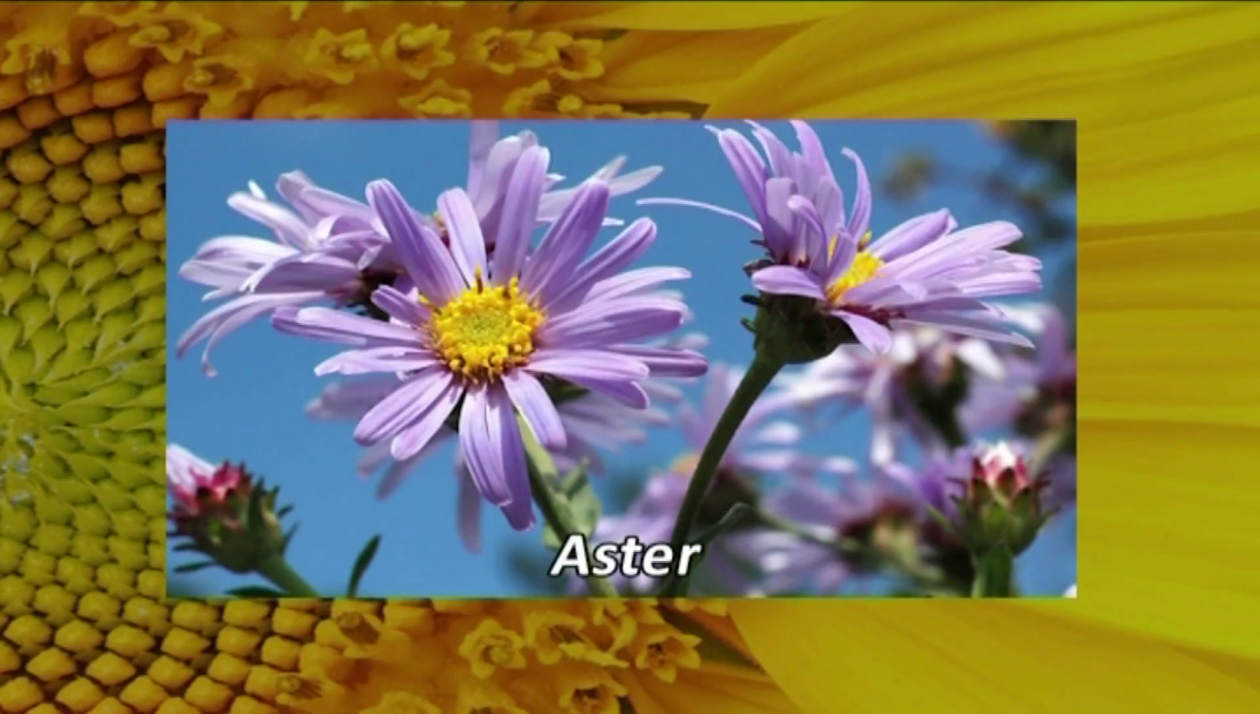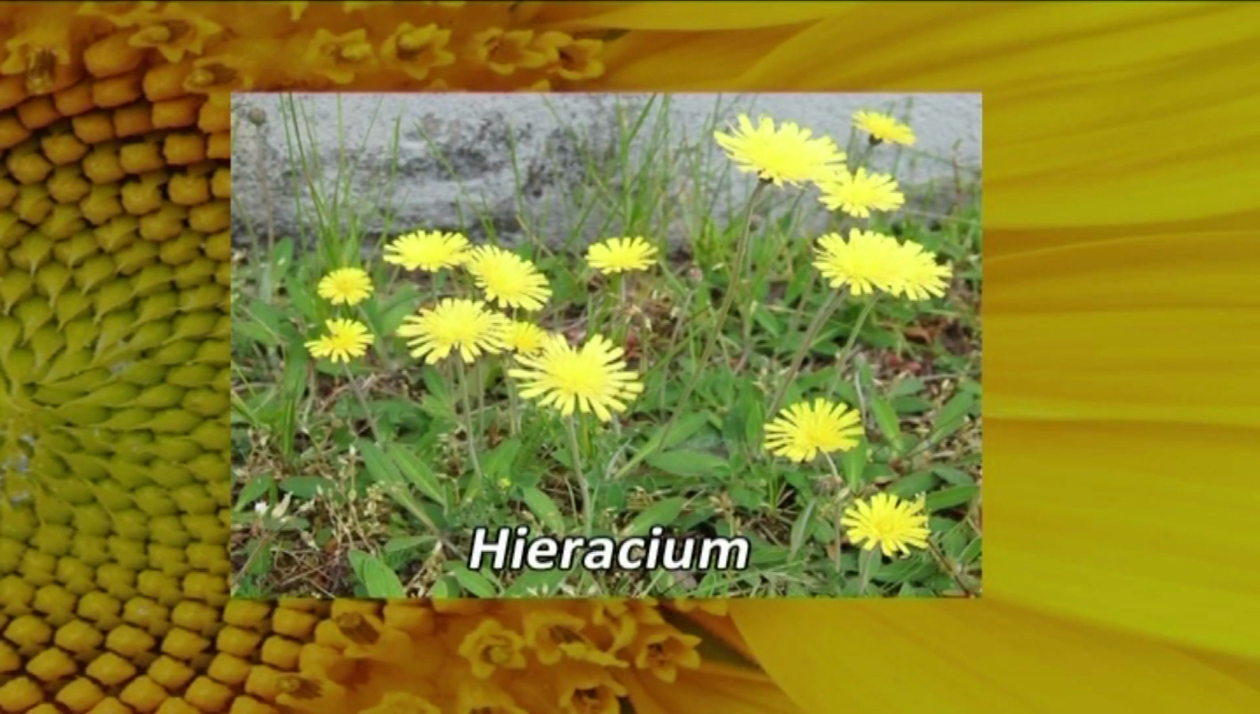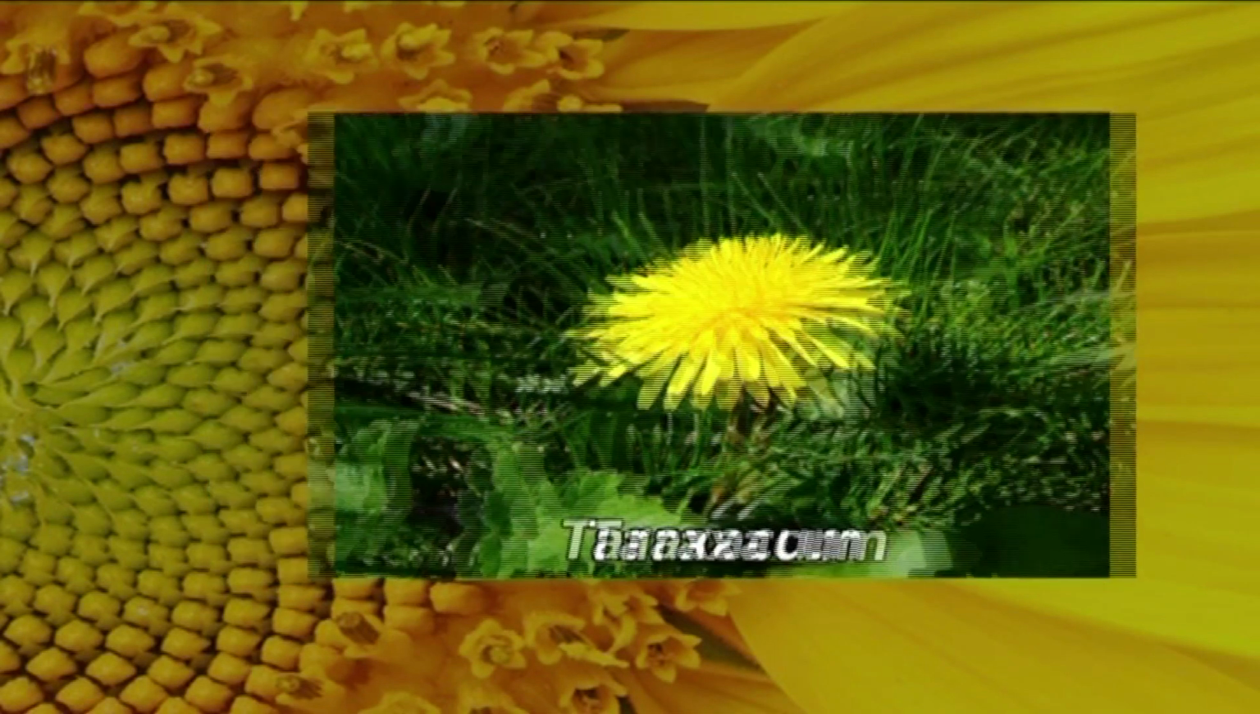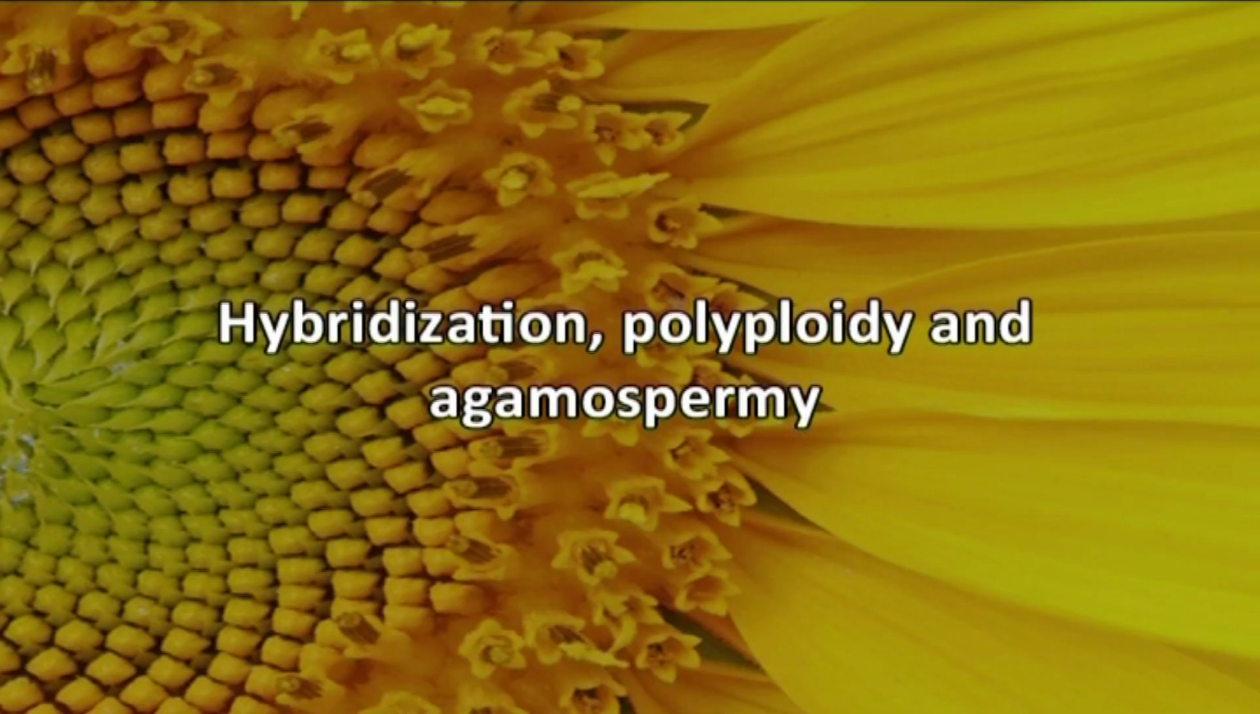Some of the genera in the family Asteraceae, such as Aster, Crepis, Hieracium, Taraxacum, Tragopogon, are taxonomically very difficult to delimit, especially at the species level. Why? Because phenomena like hybridization, polyploidy, and agamospermy are very common in these genera.